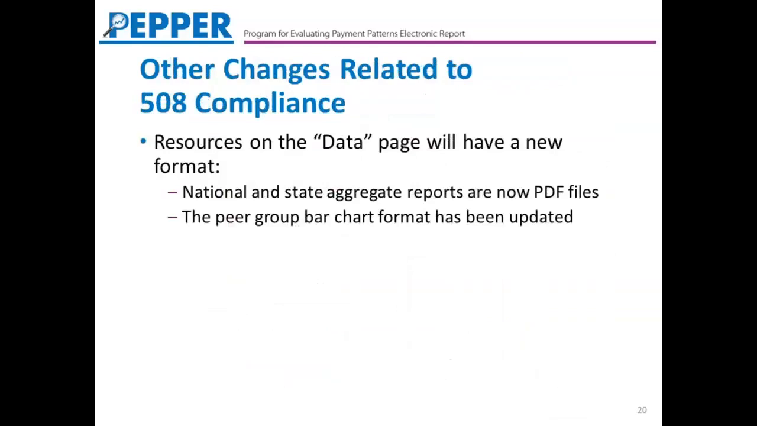Now, as we move along, we are making some other changes to some of the reports that are related to 508 compliance. You will notice that the national and state aggregate reports on the data page are now PDF files. There are also some formatting changes that we are making to the peer group bar chart format. So just keep in mind that these formatting changes were completed in order for us to, again, make this information accessible to all who are interested in using it.